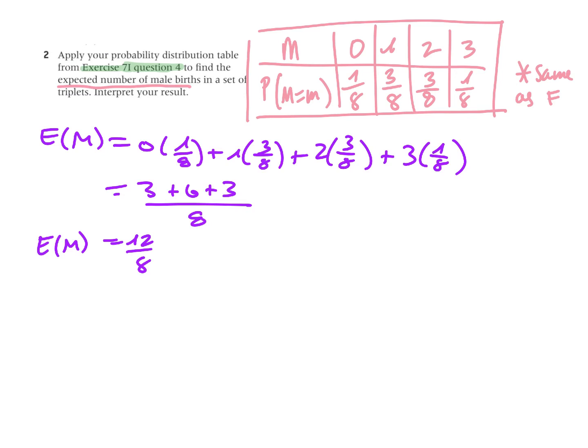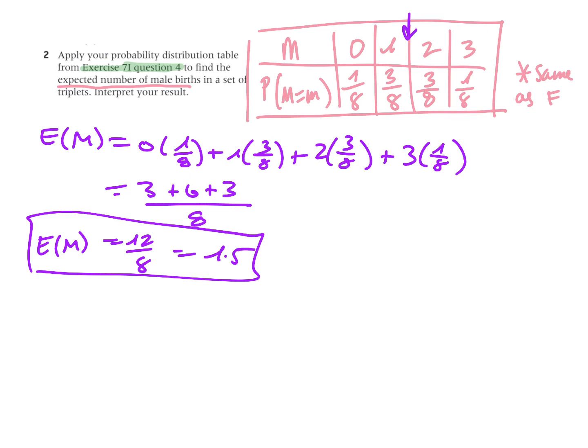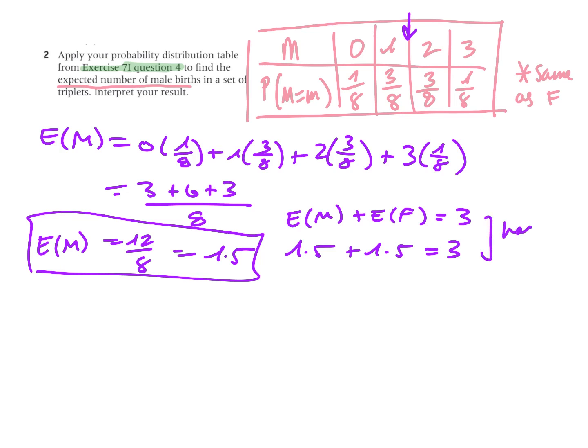So you're like, oh, it's greater than 1, that's wrong. It's fine, it's not the same. This equals 1.5. So that means that you're here. You cannot have 1.5 males, I don't think. Again, the gender binary is stupid anyway. So one thing is that E of M plus E of F should equal 3, right? Because 3 triplets. So 1.5 plus 1.5 is the same as the females, right? So that has to be true, even though it's not possible.